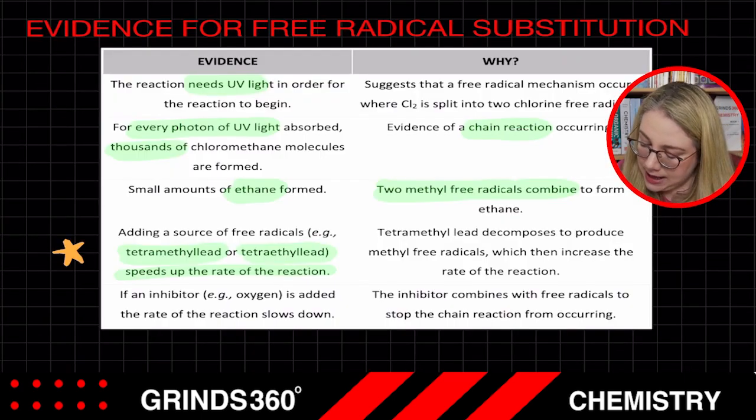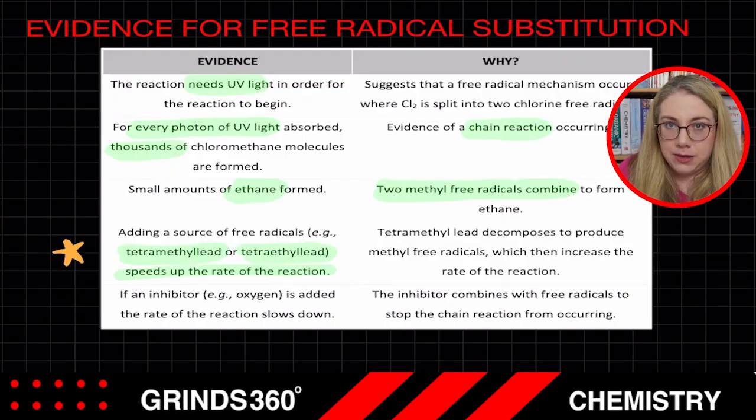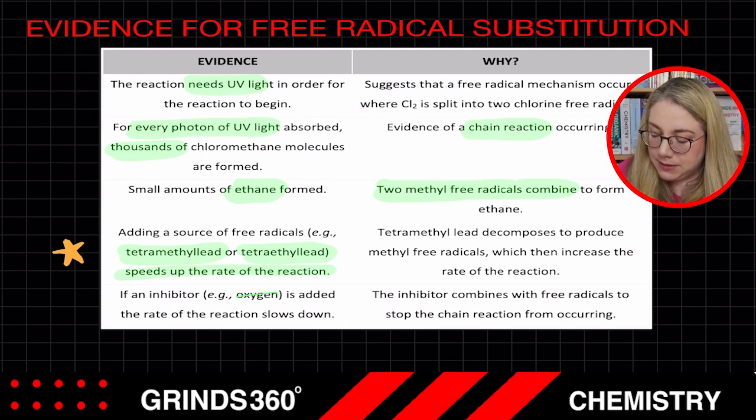Next, if you were to add an inhibitor, that is something that can slow down the rate of the reaction. Now here, if you're going for this one, you need to be able to name an inhibitor, which would be oxygen. And what does it do? It slows down the rate.